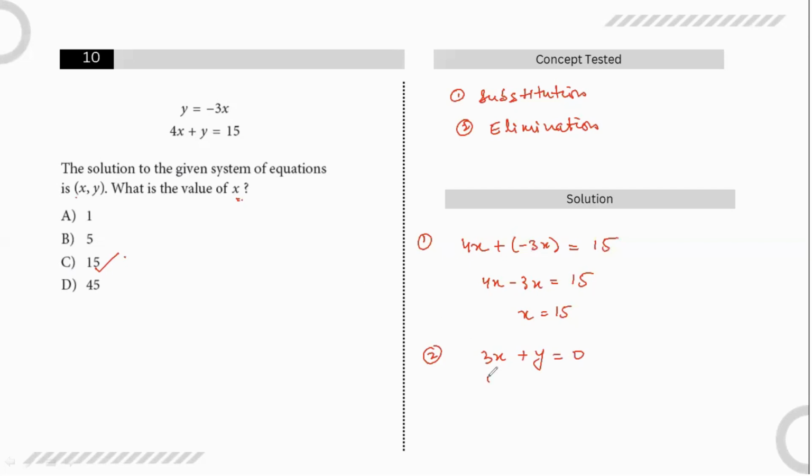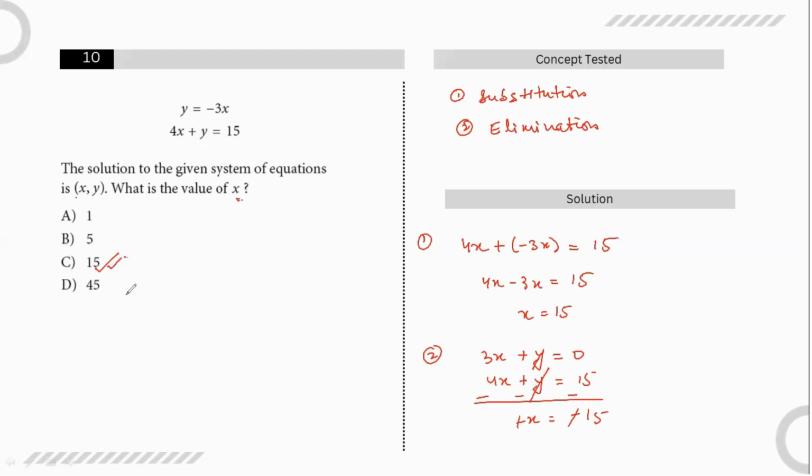Second equation written as 4x plus y is equal to 15. Let's now eliminate y because the y coefficients are the same. So let's eliminate y by subtracting. If we subtract, y will get cancelled out. 3x minus 4x is minus x, and 0 minus 15 is minus 15. Negatives get cancelled out. x is equal to 15 again.